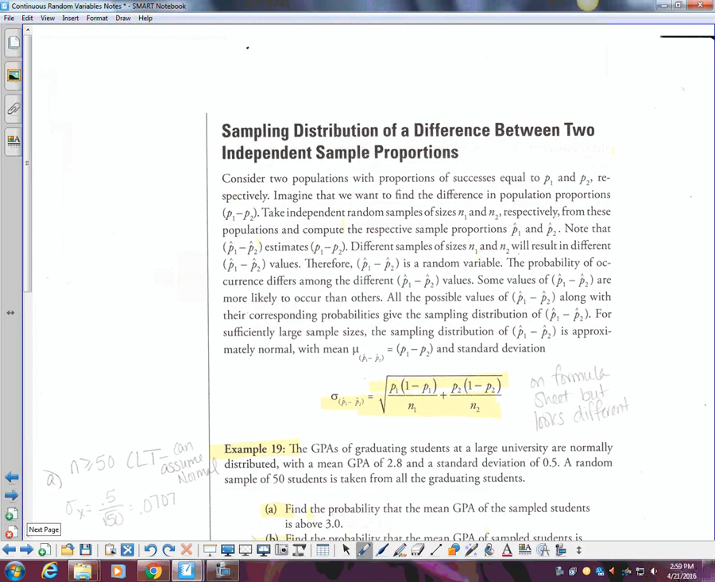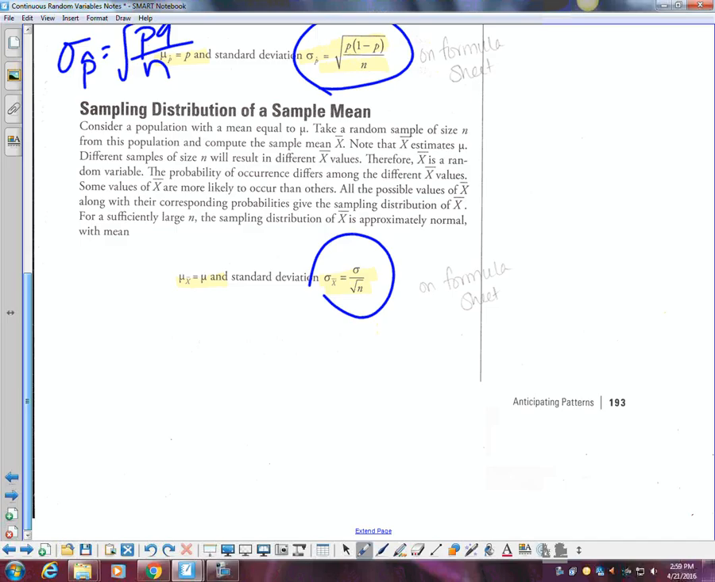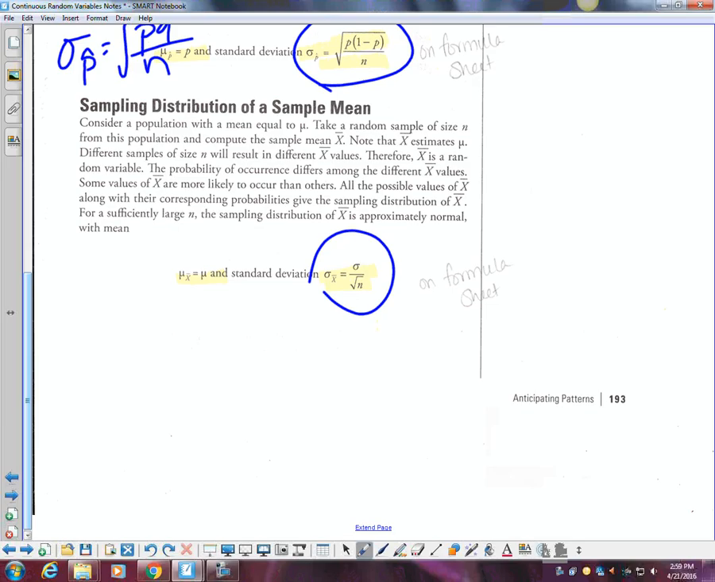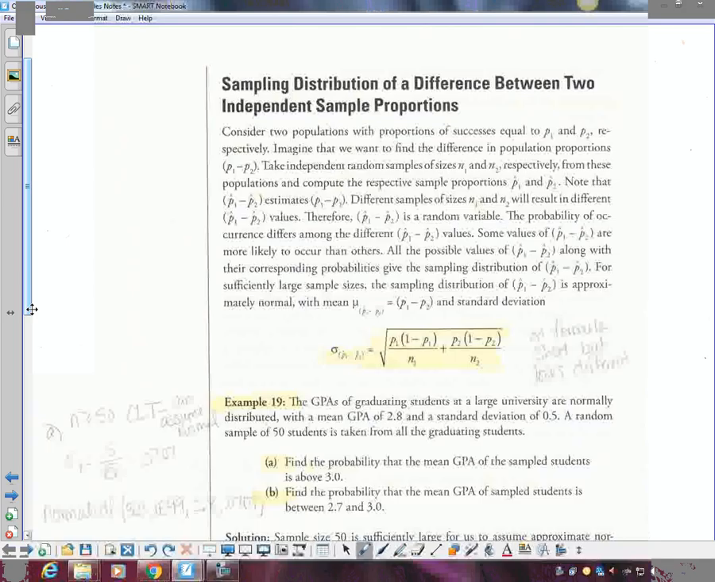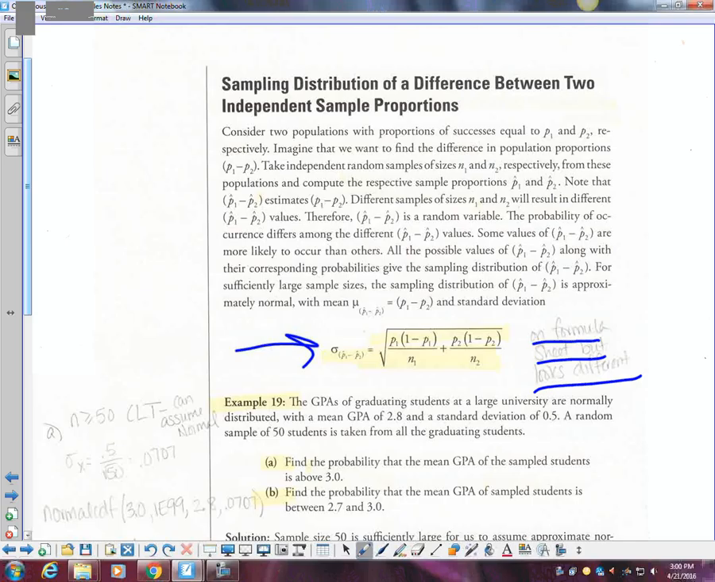Oh, wait. Was there something else down there? No. Okay. What are we doing now? What is this? Two samples, right? This says on the formula sheet, but it looks different. It actually doesn't. It is exactly that. If you look at the back bottom of your formula sheet, it even says difference of sample proportions, and it looks just like that.